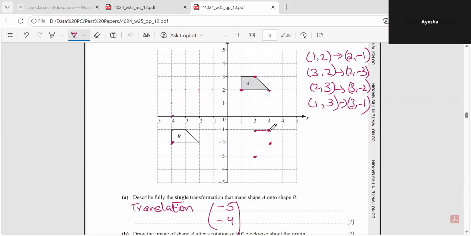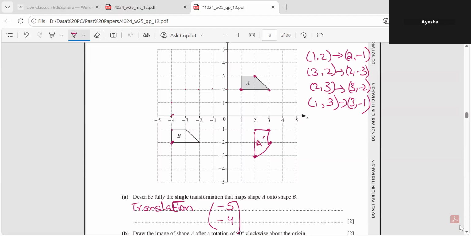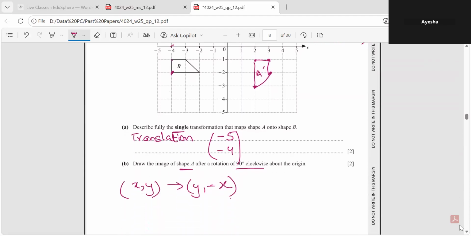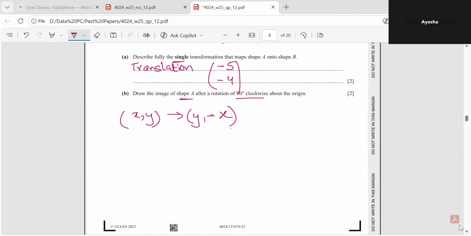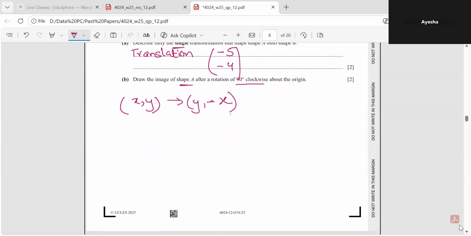So when we draw the shape again, this is the 90-degree rotation. So we can write it as A prime, the shape which is rotated 90 degrees about the origin. Okay, so we can draw the shape.